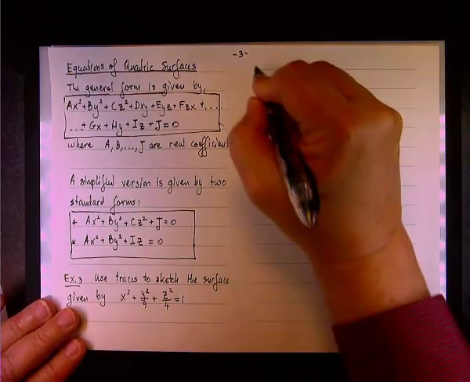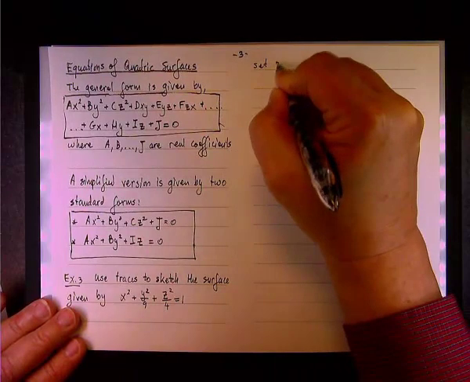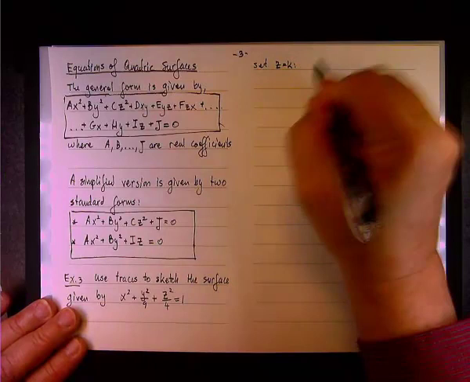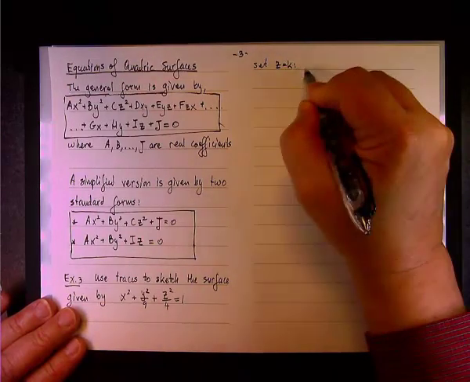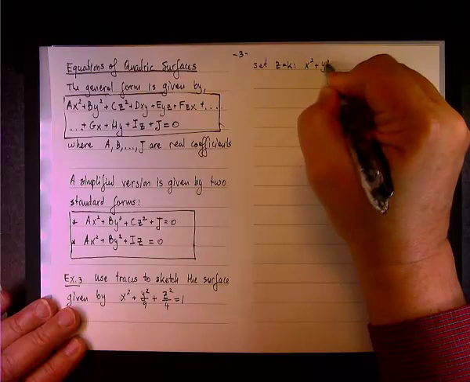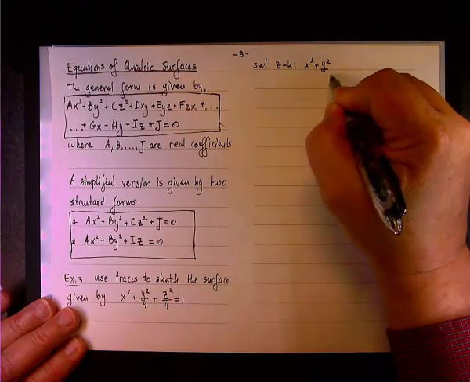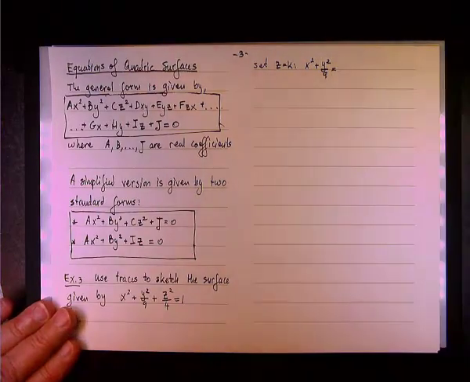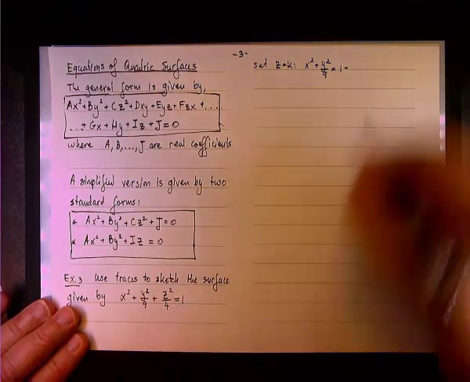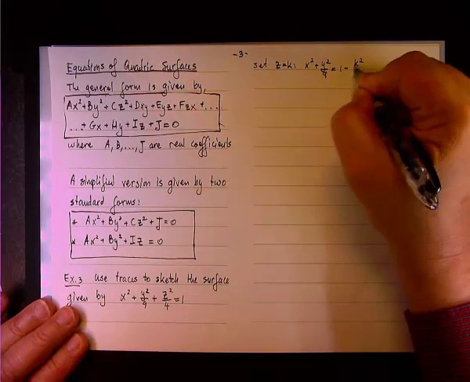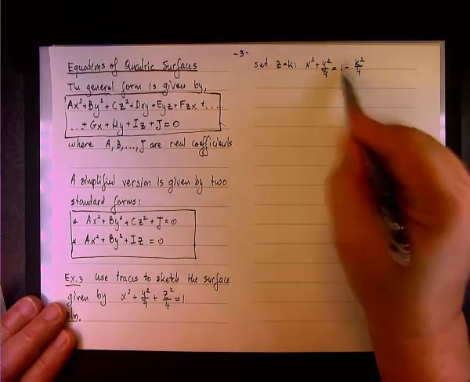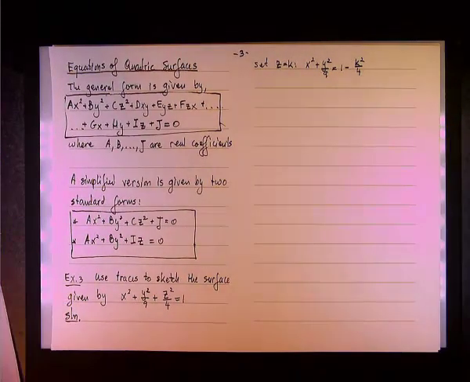We're going to set z equal k, okay? So what do we have? If z equal k, then we have x squared plus y squared over 9 equals 1 minus k squared over 4. Okay? This is an ellipse, and this is some constant.